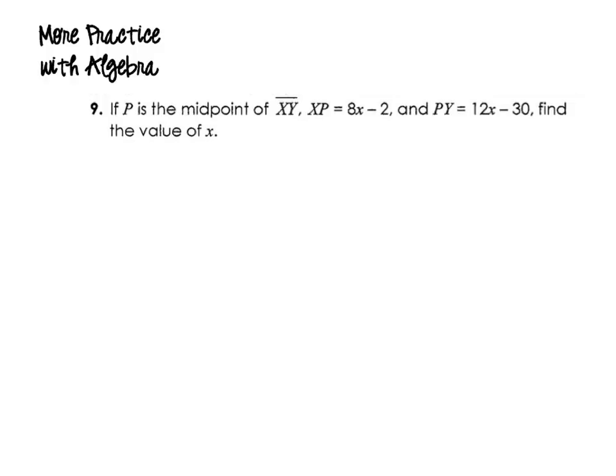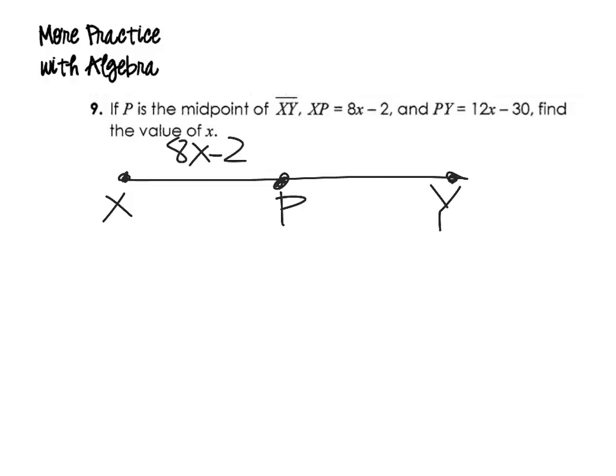All right, number 9. We're given that P is the midpoint of X, Y. So first thing we want to do is draw a picture. We've got X, Y, and P is the midpoint. We're given that XP equals 8X minus 2. And we're given that PY equals 12X minus 30. We want to find the value of X, all right? And also because P is the midpoint, that means this segment is congruent to this segment. That means it cuts it in half directly, all right? So XP is congruent to PY, or they're equal, the same distance.